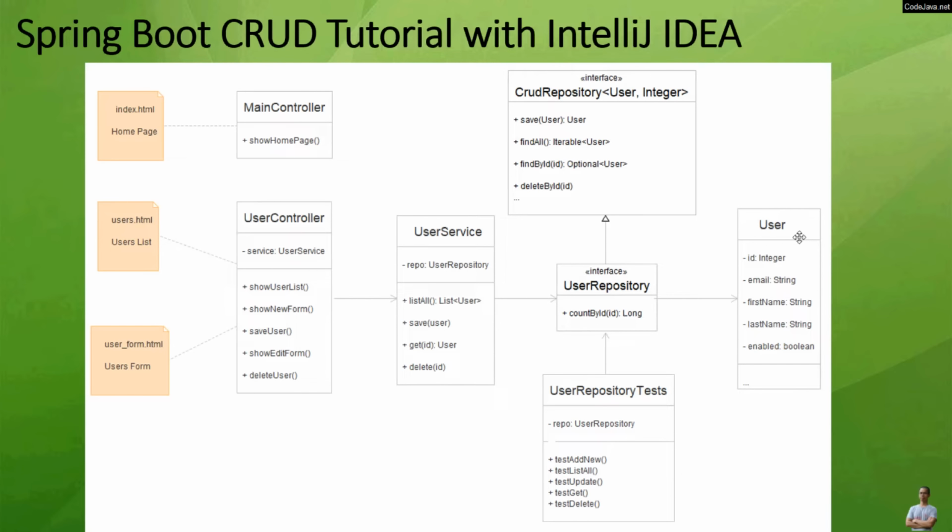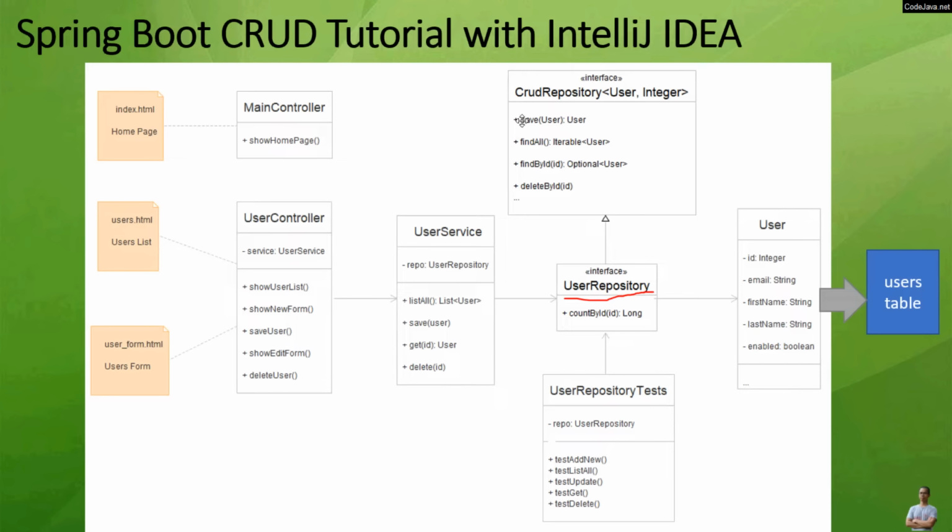And I drew this class diagram to help you understand the code which we are going to write. In the data access layer, we need to code the user entity class that represents user information such as ID, email, first name, last name, and enabled. And this class maps to the corresponding table in the database, the users table. And then we need to code the user repository interface in order to use Spring Data API.